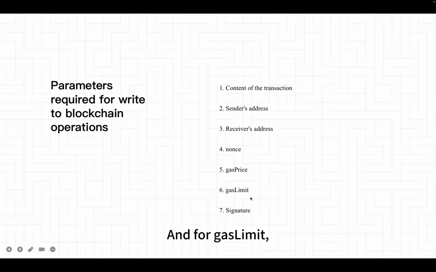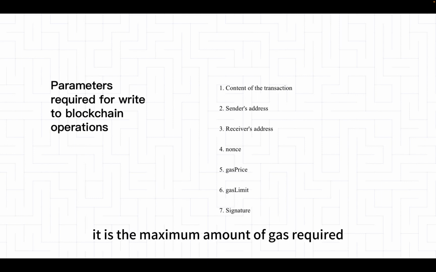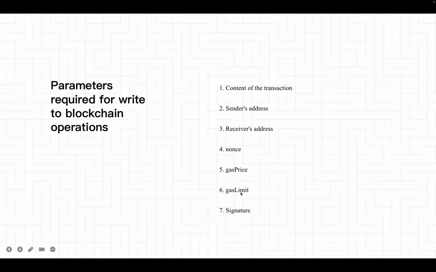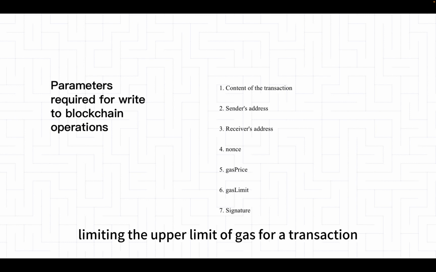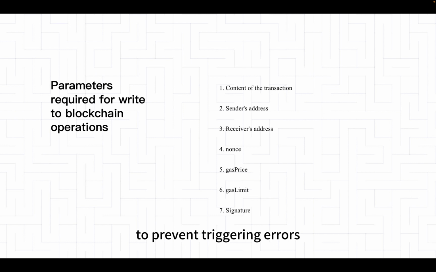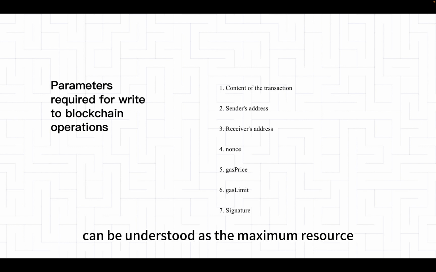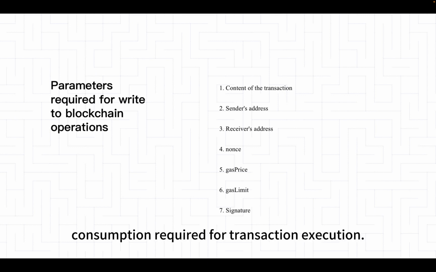As for gas limit, it is the maximum amount of gas required for a transaction, limiting the upper limit of gas for a transaction to prevent triggering errors or unexpected situations during the execution of the transaction. From a computational point of view, gas limit can be understood as the maximum resource consumption required for transaction execution.